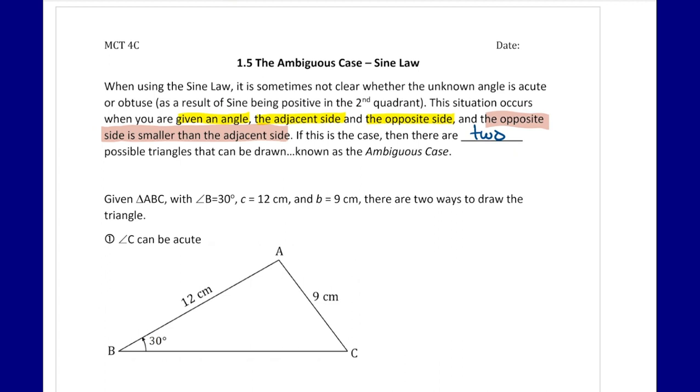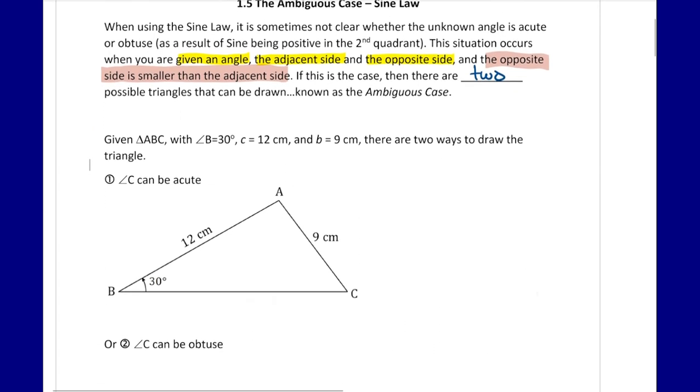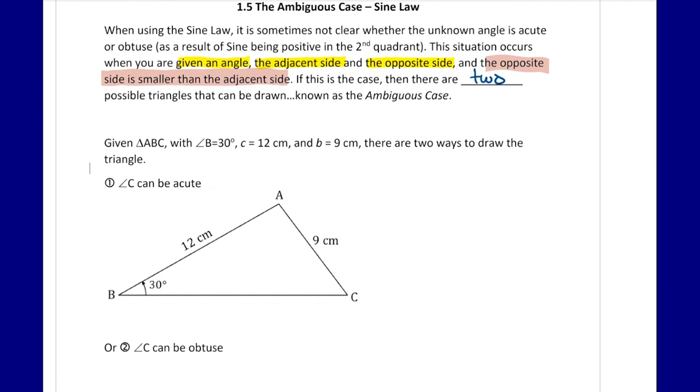So first, given triangle ABC, angle B is 30 degrees, c is 12 centimeters, and b is 9 centimeters. So looking at this, I have an angle that's given, I have the opposite side, and I have an adjacent side. Now again, we don't really call them opposite and adjacent too often because we don't want them getting confused with the sine ratio for right angles, but at least in terms of description of where they're located in our triangle.